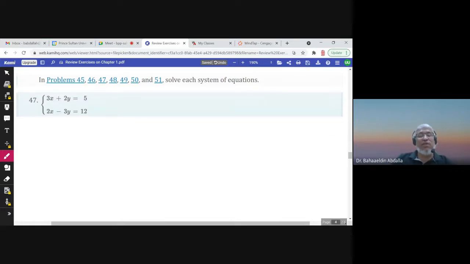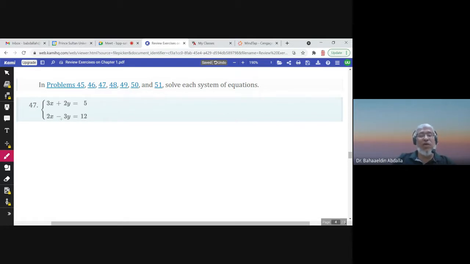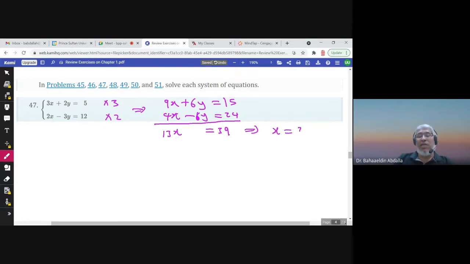Solve this system of equations. Well, there is no 1 as a coefficient of x and y, so I will use elimination here. If I look at the coefficients carefully, I have positive 2 and negative 3 here, 3 and 2. So I will multiply the first equation by 3, and I will multiply the second equation by 2. When I do that, I will have 9x plus 3 times 2, 6y equals 15. And the second equation would be 2 times 2, 4x minus 6y equals 24. And when I add, y will cancel, and I'll have 9 plus 4, that's 13x equals 39. So when I divide by 13, it's clear that x is 3.